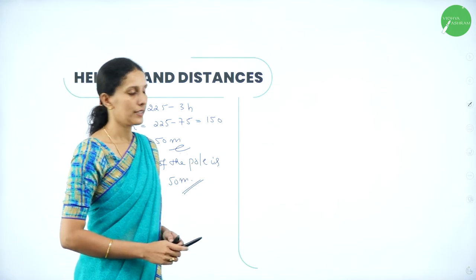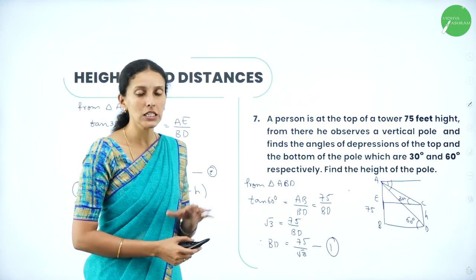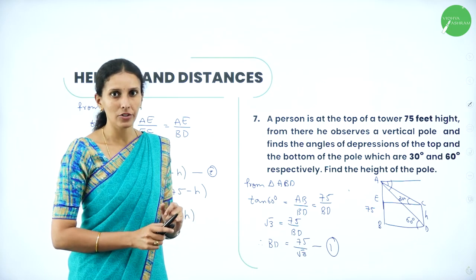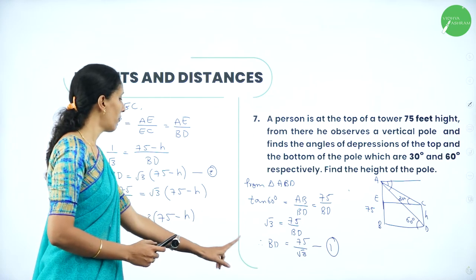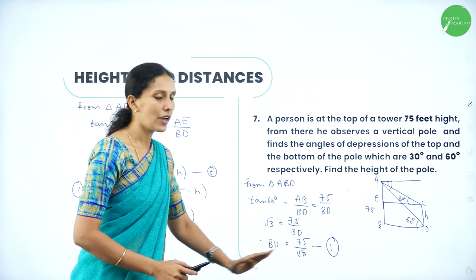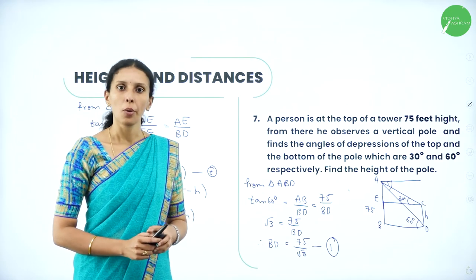This is how we will get. Just equating equation 1 and equation 2, we will have two angles. Based on the two angles, write the trigonometric ratio of tan. Equate the unknown quantity from the left hand side, so the right hand side will become equal. From that, we can find the height of the pole.